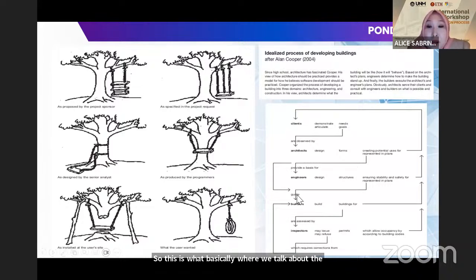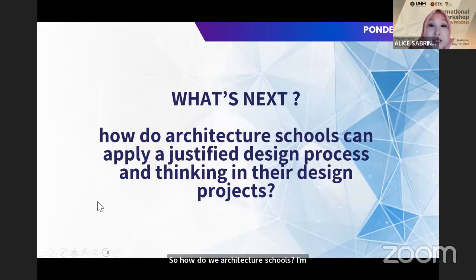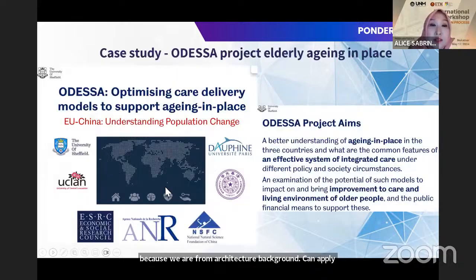It's not about what you want. It's about what the community wants. All right, I hope that's clear. So what's next? How do we, architecture schools, I'm talking about this because we are from an architecture background, apply a justified design process and thinking in design projects? So I'm going to take you through a few examples.